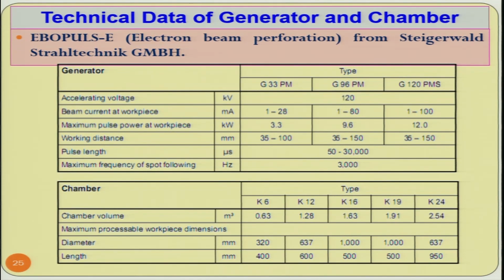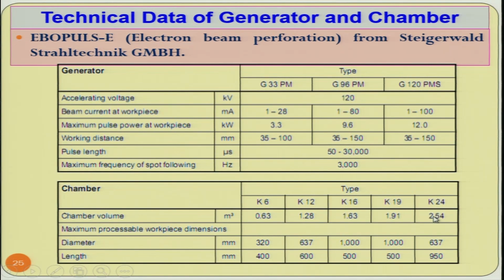Then you have the machining chamber. Machining chamber volume can again vary across different types: K6, K12, K16, K19, K24. These are the different types of chambers which have been standardized by the manufacturers. So, machining volume in cubic meters is 0.63, 1.28, 1.63, and finally 2.54 cubic meters for K24.